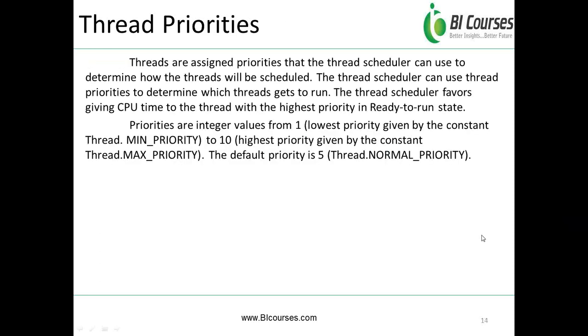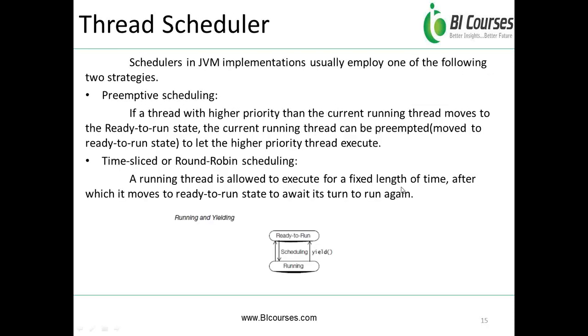Next, thread priorities. There are various priorities in a thread, and if you want to bump the priority, you can set it. The minimum priority is 1, the maximum priority is 10, and the default is normal priority 5. If you want a particular thread to be executed at the highest priority, you can set the maximum priority of 10, so those threads will be executed first.